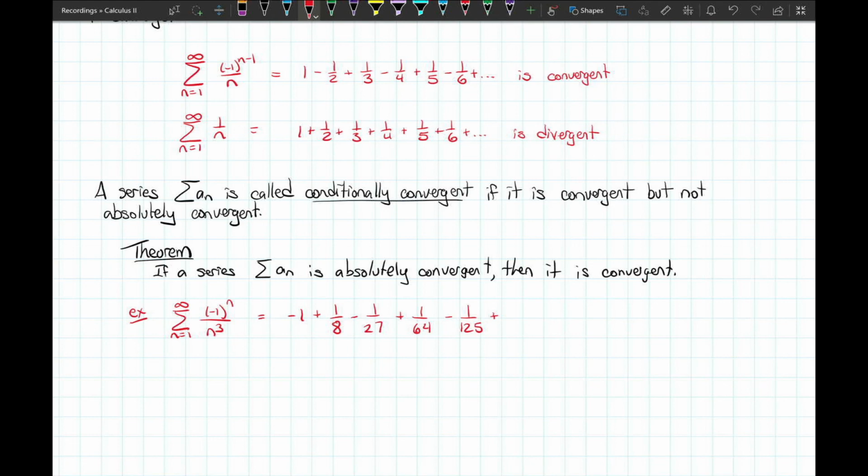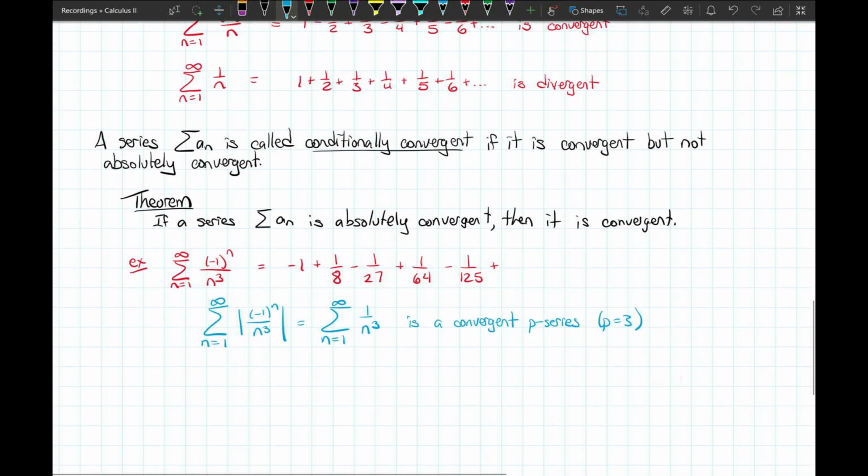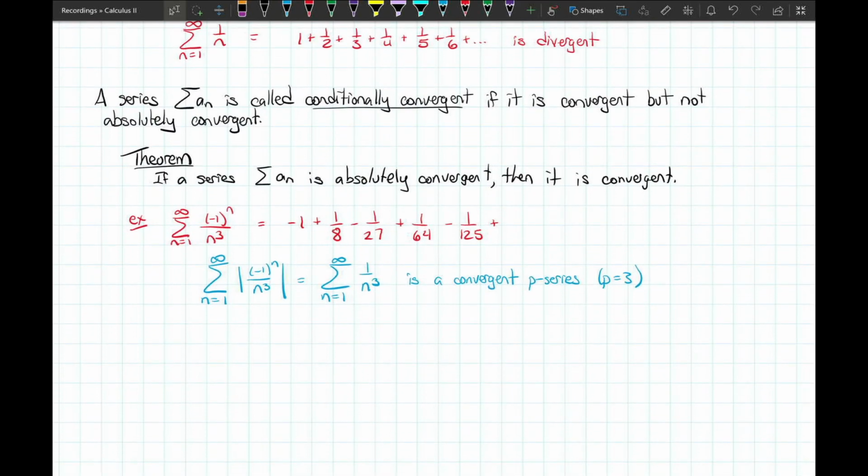We'll take a look at the absolute value. Taking a look at the absolute value series, we're going to take the absolute value of negative 1 to the n, but that's always going to equal 1. And we're going to take the absolute value of n cubed. Well, that's always going to be n cubed for n greater than 0. So the absolute value series is simply the series 1 over n cubed from n equals 1 to infinity. And we know that that is convergent because it's a p-series with p greater than 1. That tells us that our series negative 1 to the n over n cubed is absolutely convergent, and therefore it is also convergent.